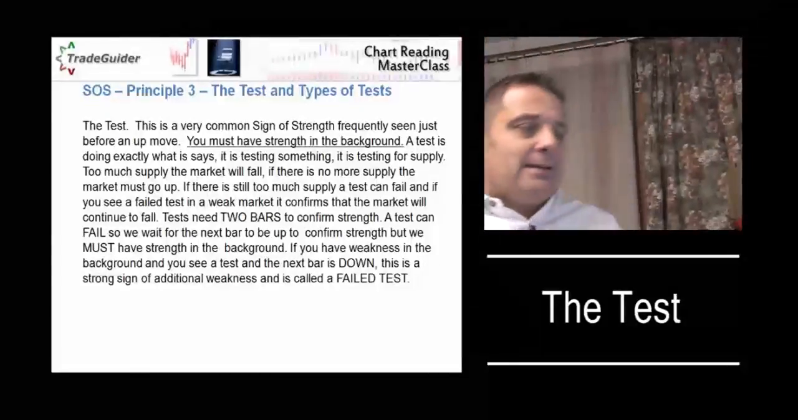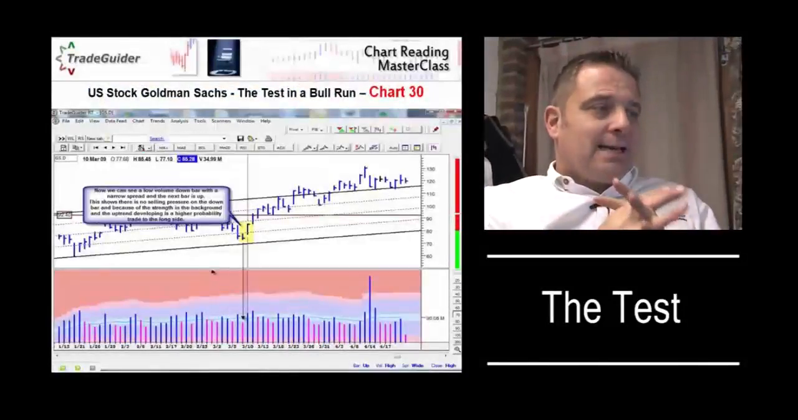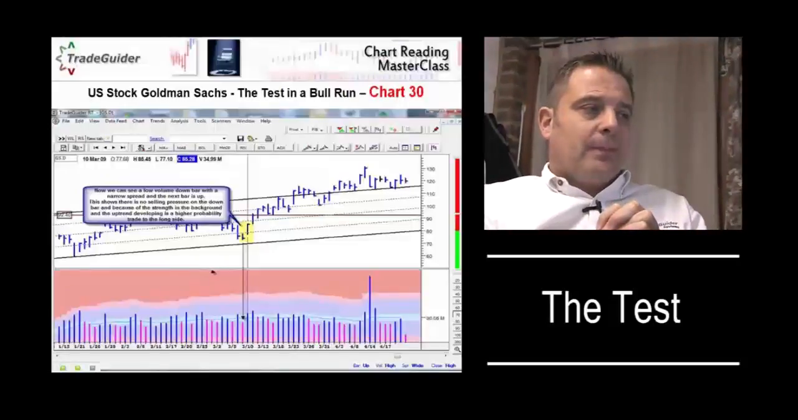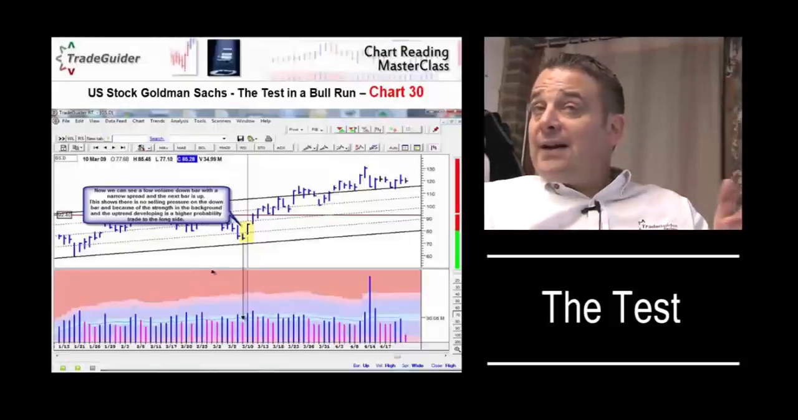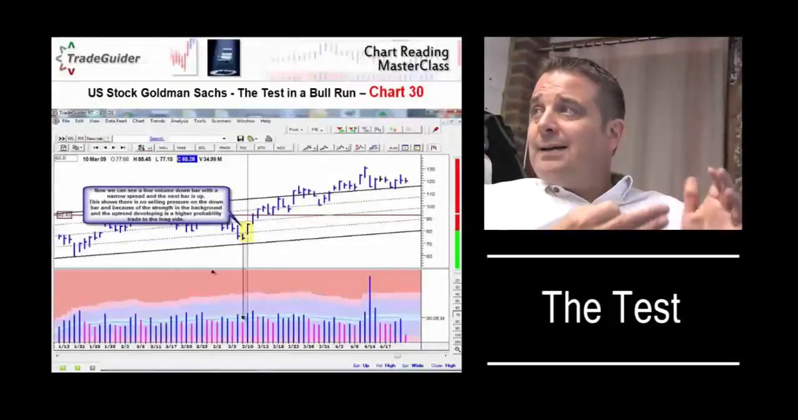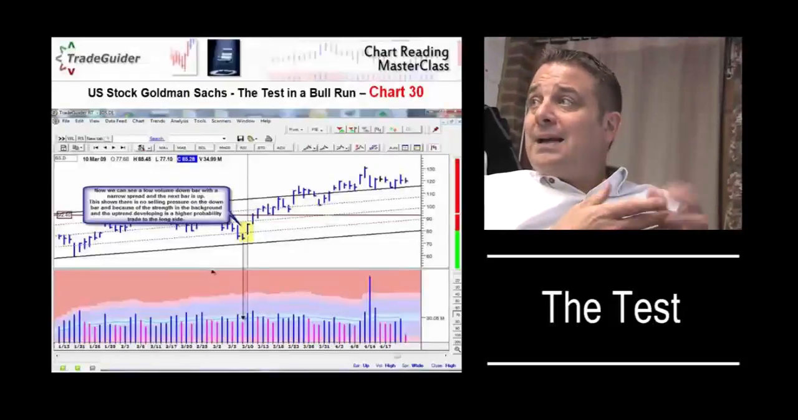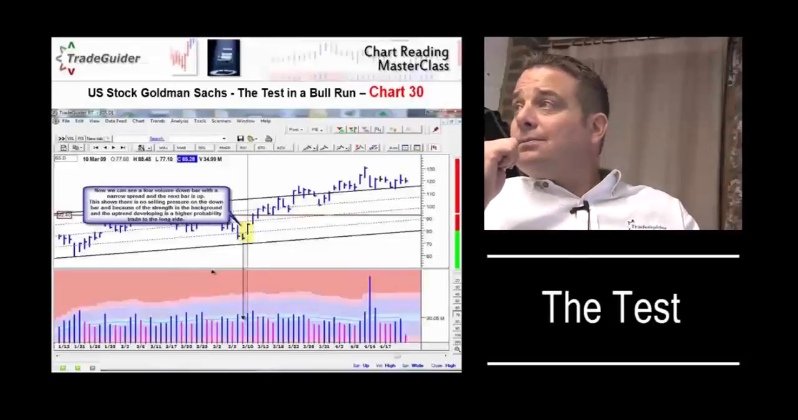Right, Philip. This is what everybody's been waiting for. The test. Now, the test is most powerful in an uptrend. However, we have different types of tests, and in fact we have signals in Trade Guide that say no supply, test in a rising market, test, and basic test. That's 4 tests.